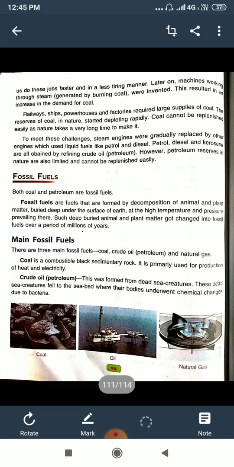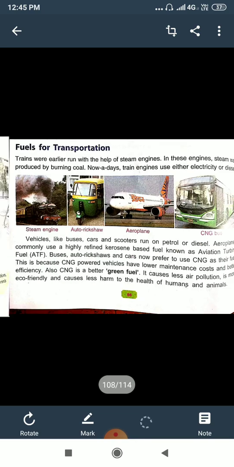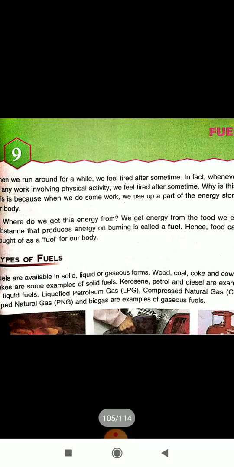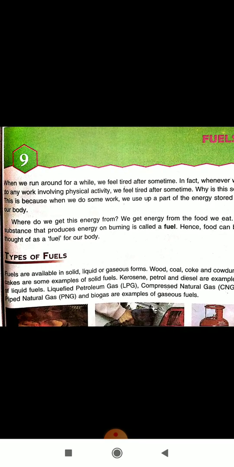Okay, so today I am going to start with the topic. First of all, I will introduce this topic, that is fuels. See this. As you know that when you eat food, and now the question is, why do you eat food? This is a very simple question. We eat food, then why? What is the need of the food? The food is very essential for our body.